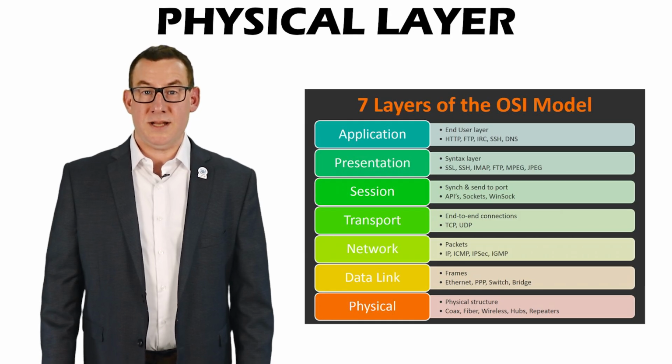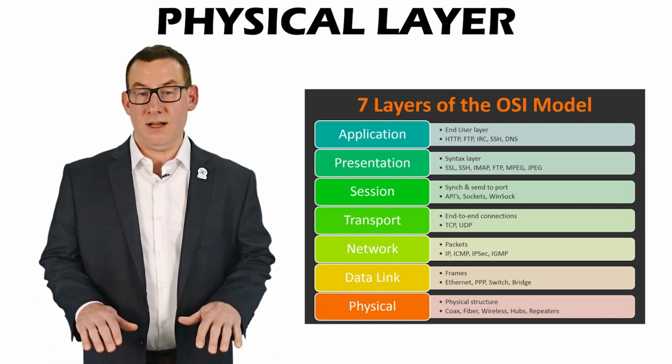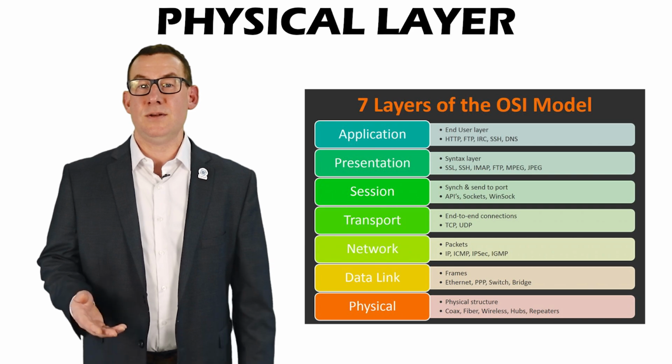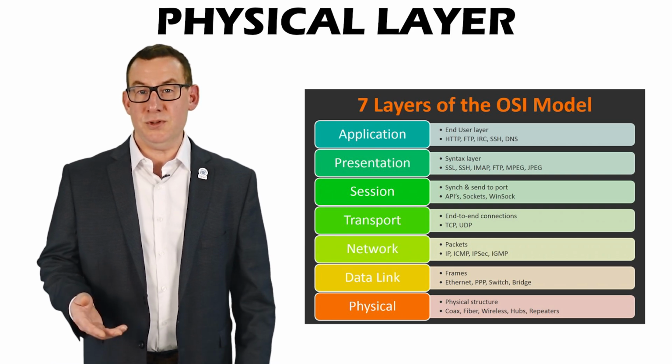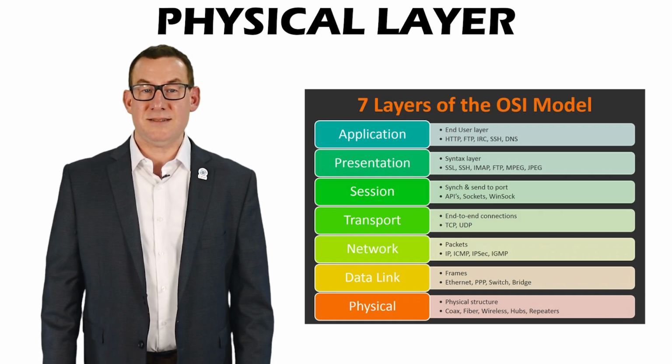Layer 1 of the OSI model is the physical layer. This is the hardware level. The physical layer includes cables, signals, Wi-Fi, and Bluetooth. It moves bits of data across devices.